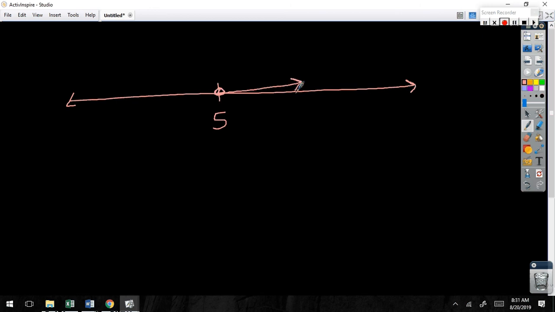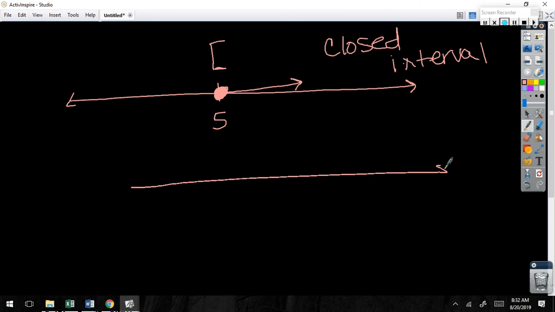Whenever it's included here, whenever I have a bracket like this, this is what we call a closed interval. And it can go to the left or to the right, but because it's inclusive, because it includes that number, it's closed. So whether it goes that way or this way, those are both closed.